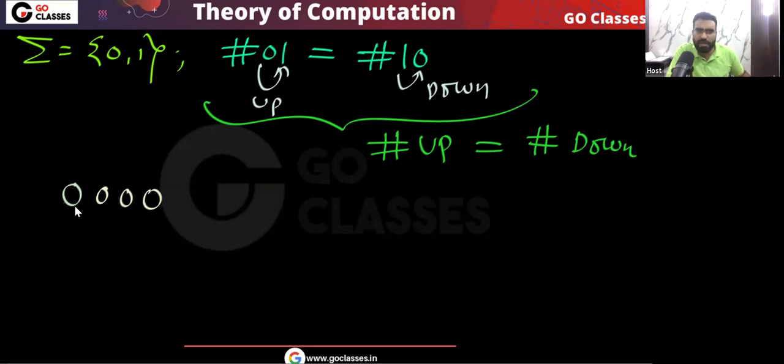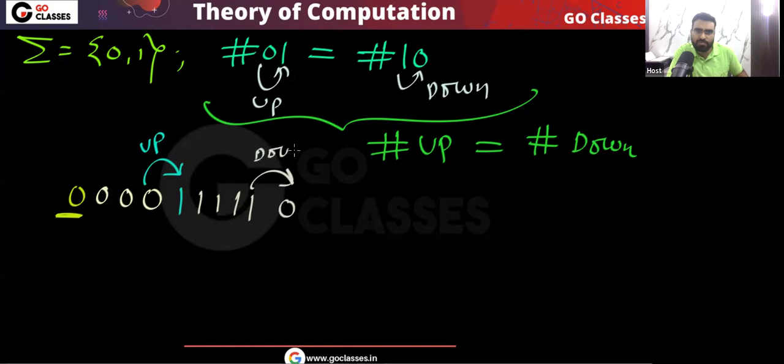Do you agree? Let's assume my string is starting with 0. So now you tell me, if I have any number of 0, that is fine. So far, there is no problem. But if I do up, then I need a down. Yes or no? Then I definitely need a down. Remember, if I put, for example, 1111, still I need a down. Yes or no? So I need a down.